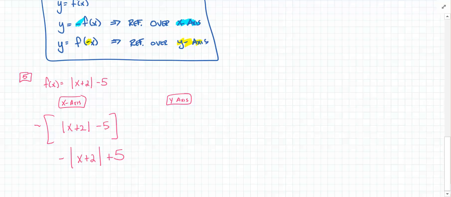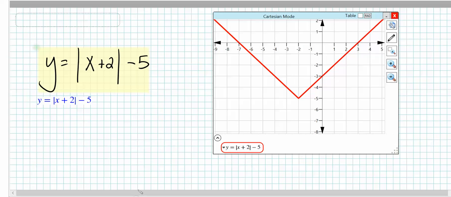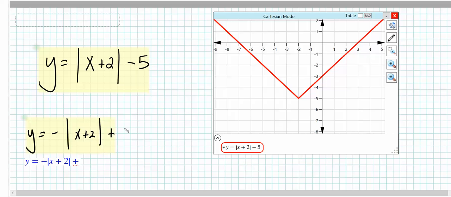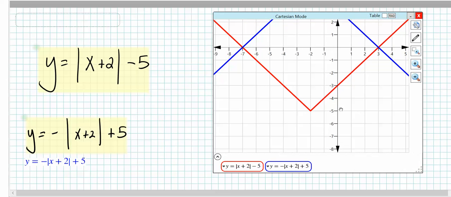So let's go back to this and say y equals the negative absolute value of x plus 2, and then it was plus 5. That should be a reflection over the x-axis, and there it is up there. Can you see it? Yeah. And now I'll just go like that. There it is right there. Okay, looks like a mountain now.